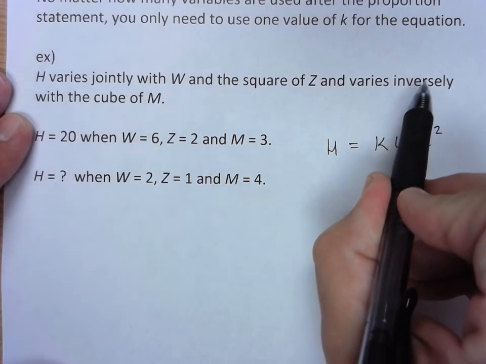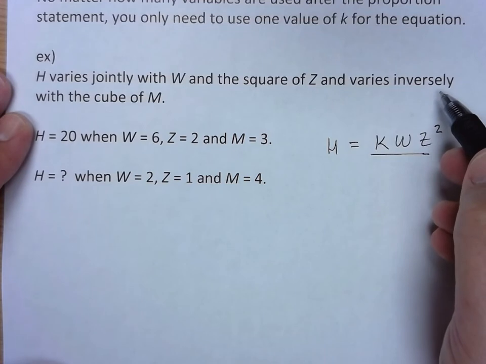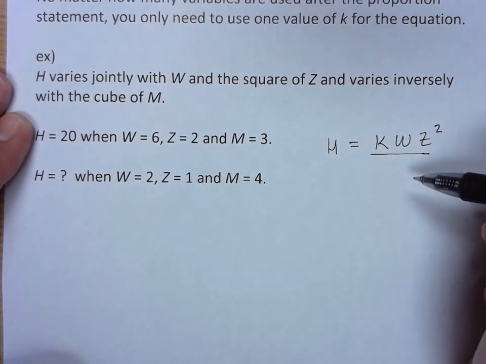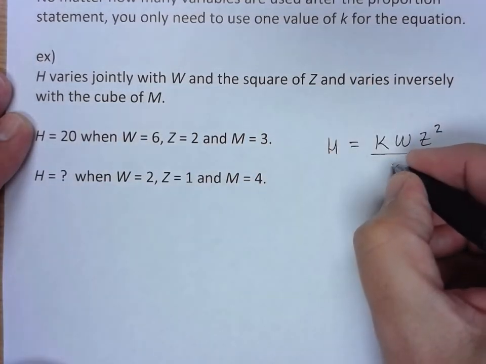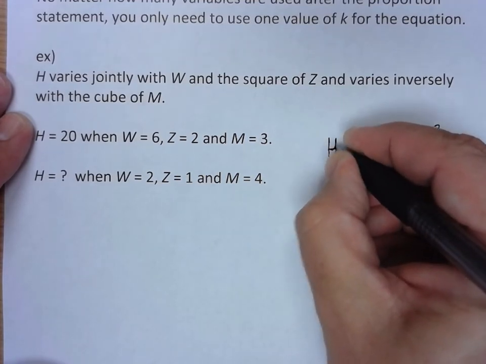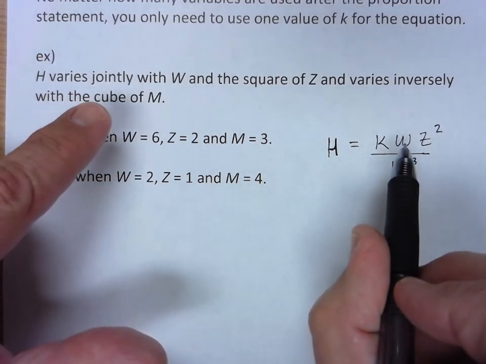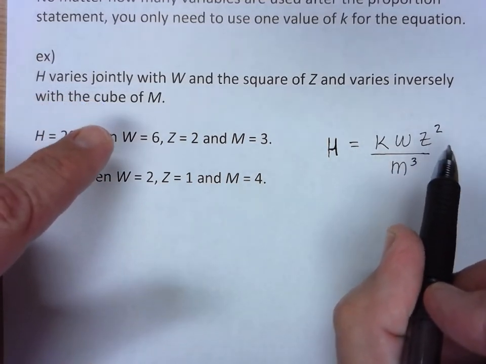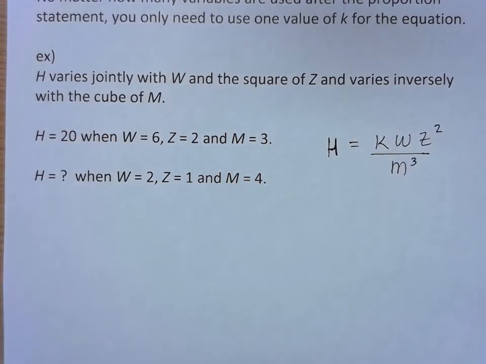So anytime you see that adverb inversely used, that lets you know to make a fraction bar, because whatever follows inversely is going to go in the bottom of your proportion on the right hand side. So varies inversely with the cube of m, so m raised to the 3rd power. So translating that sentence correctly, h varies jointly with w and the square of z, and inversely with the cube of m. That's the translation of this as a mathematical sentence, as an equation.